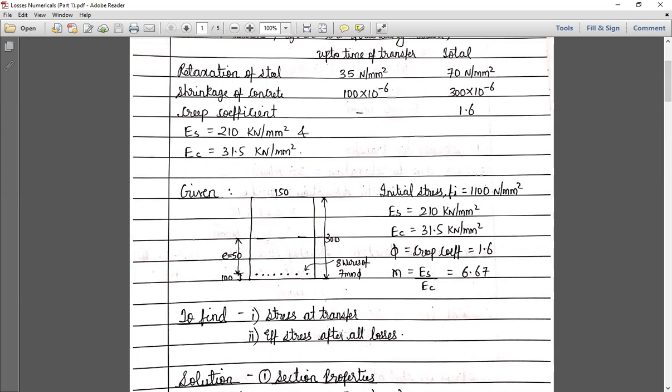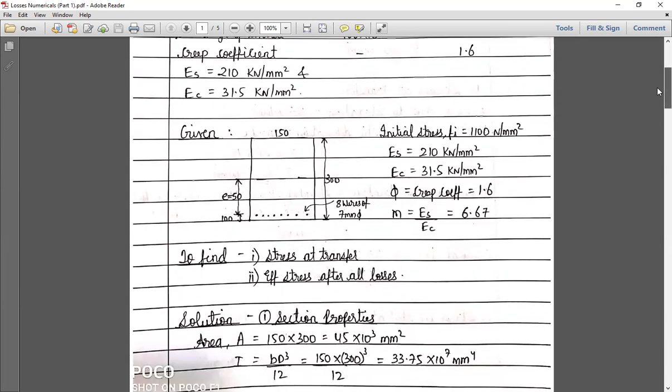Okay, what do you mean by transfer stage and service stage? Transfer stage means before the loading is applied, that is called the transfer stage, and once the loading is applied on the member, that is called the service stage or the working stage.